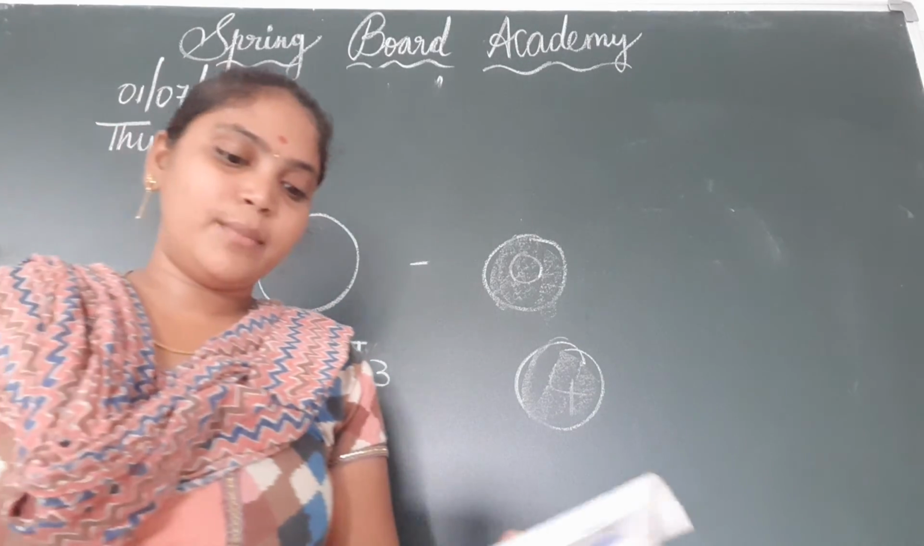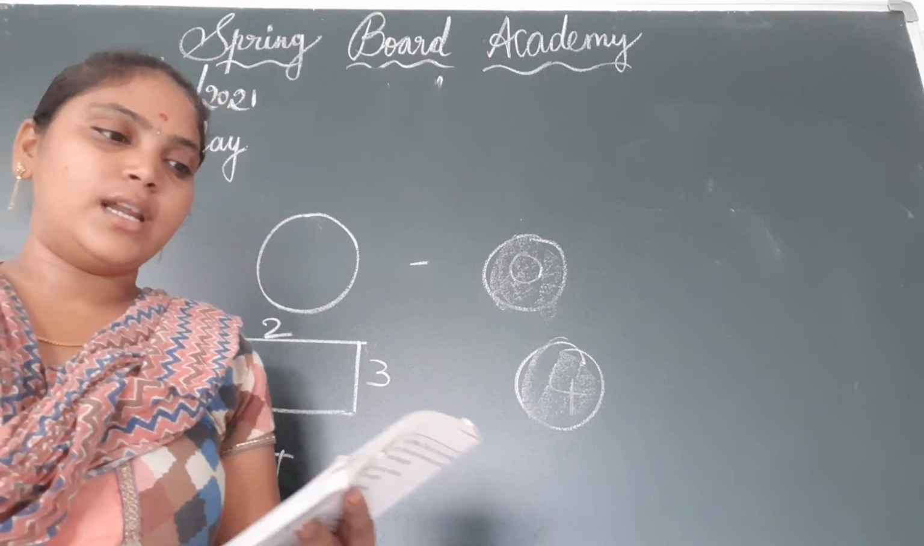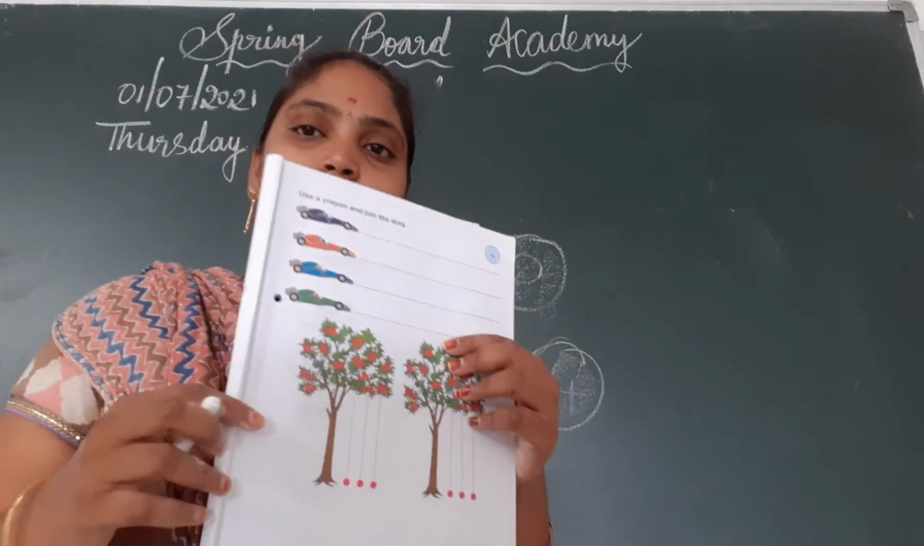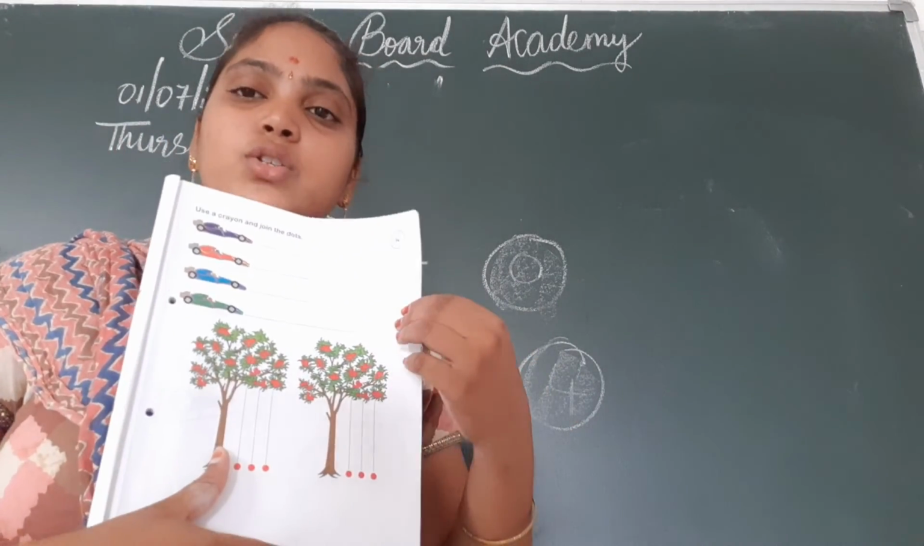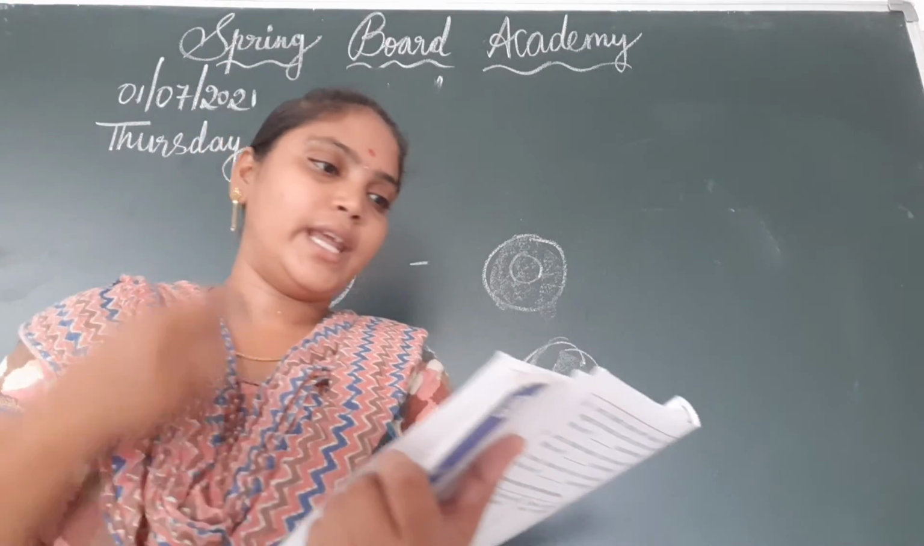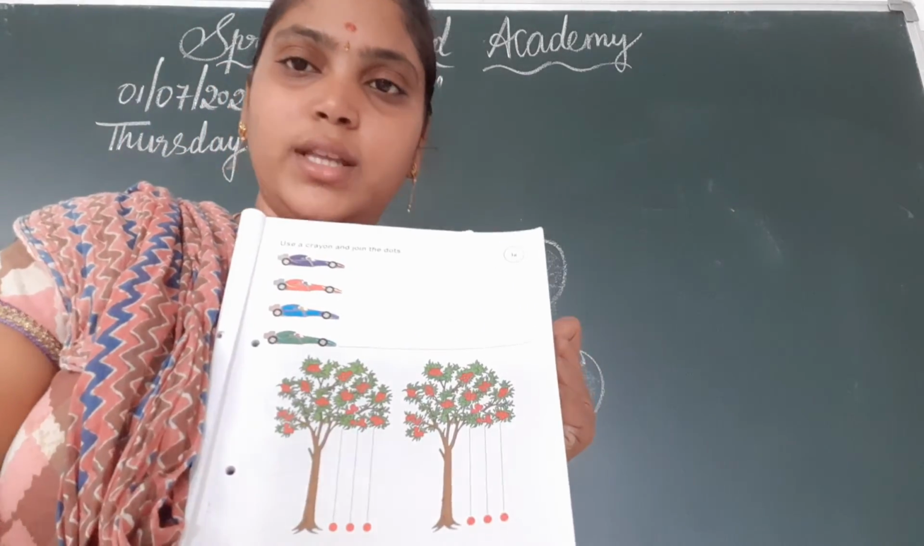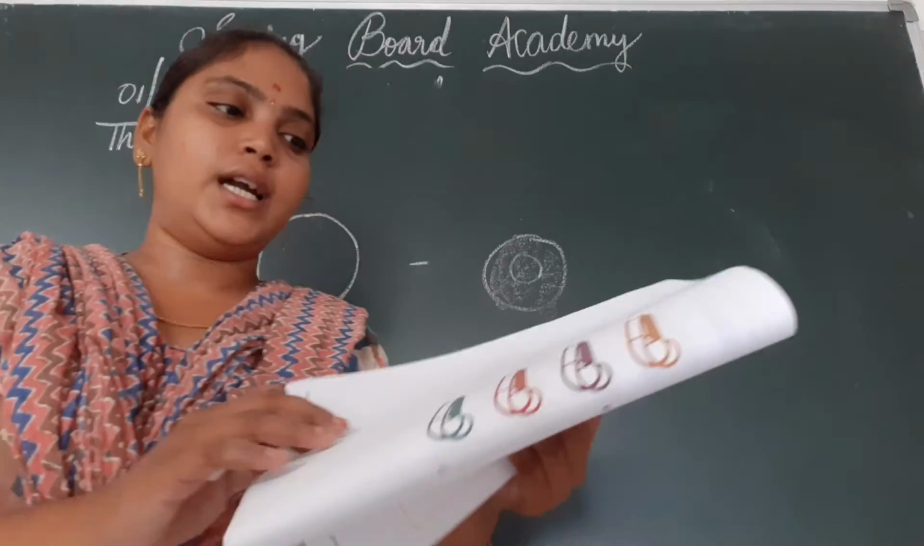Then open page number 3. In page number 3 and page number 4, dotted lines are given, children. Just dots are given. You have to join these dots to form lines. You have to use a crayon to join the dots in page number 3 and 4.